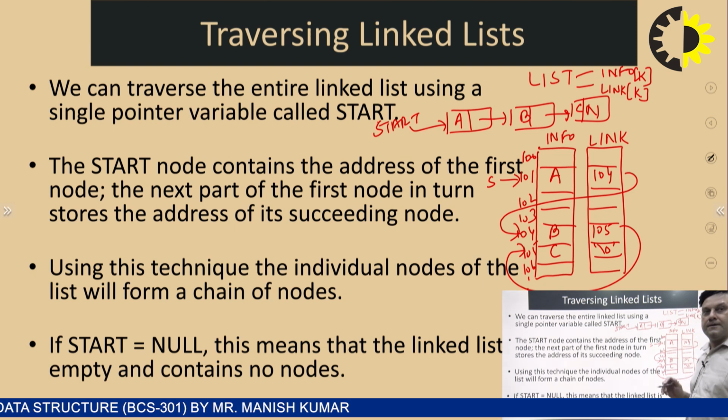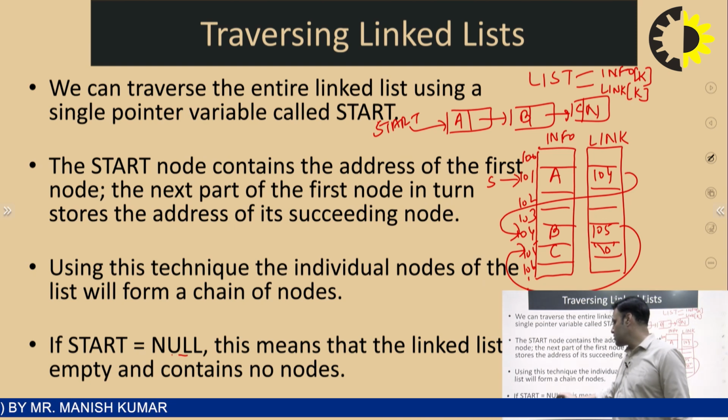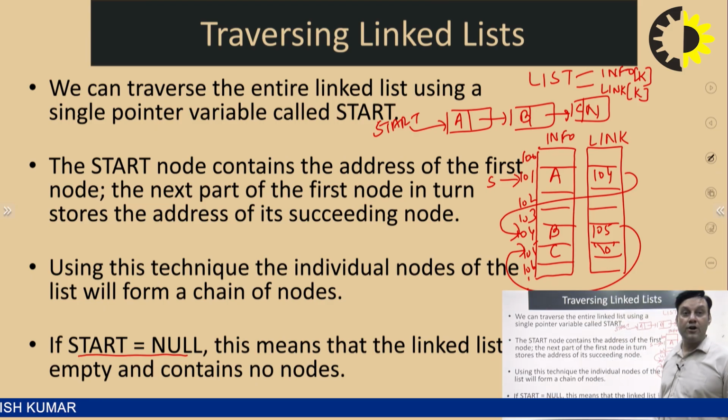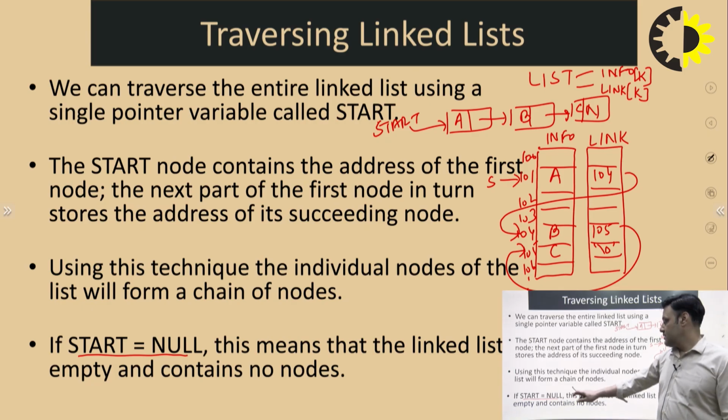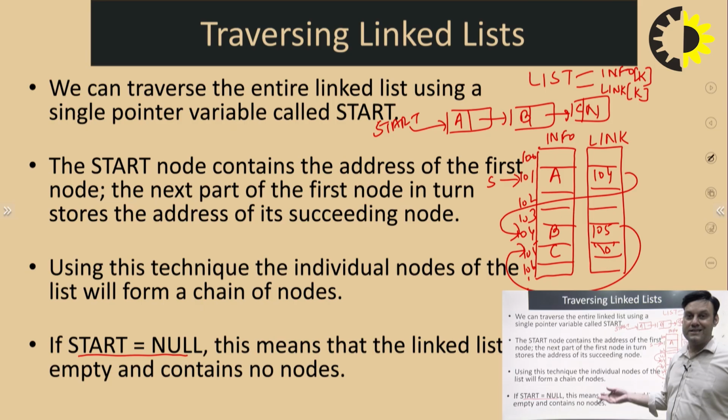So if I have the condition start is equal to null, what does this mean? This means that my original linked list is empty. There is no element in it. So if start is equal to null, then there is no meaning in searching for an element. There is no meaning in deleting an element, if start is equal to null.